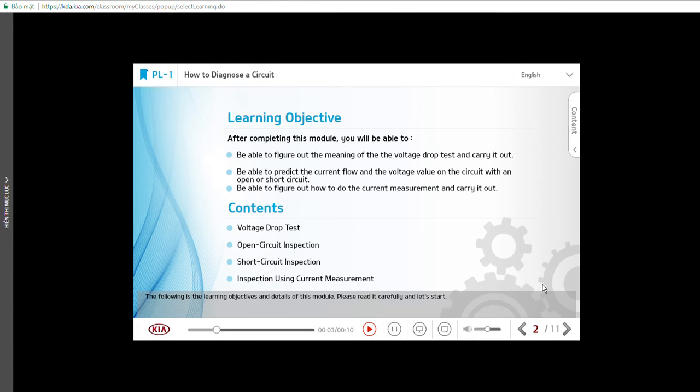The following is the learning objectives and details of this module. Please read it carefully, and let's start.